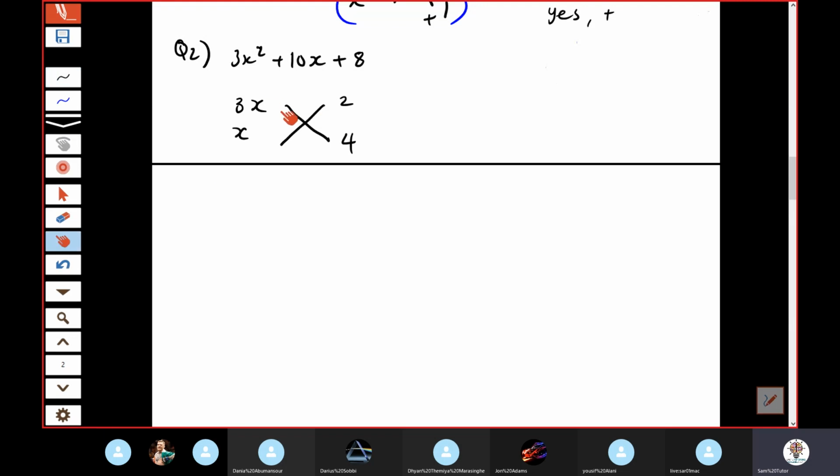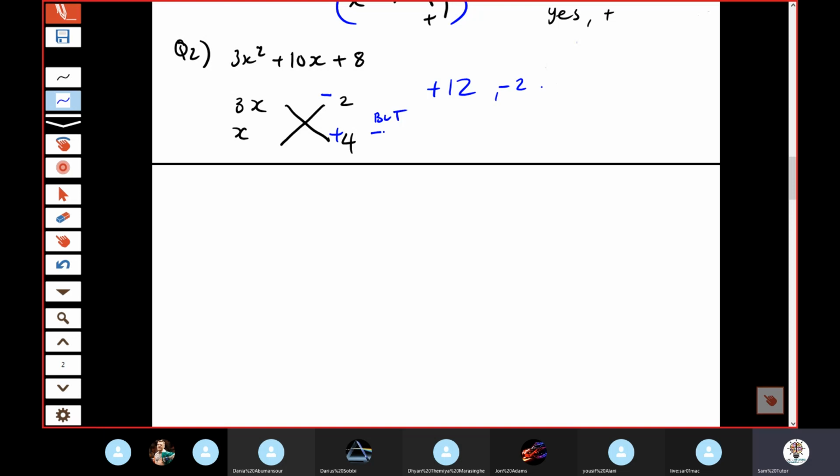Then we cross multiply. So what's the number you get here? So 3 times 4 is 12. And then the number here would just be 2. So we've got 12 and 2. Would 12 and 2 ever get you 10 by adding or subtracting? You reckon no? Oh, yes, it would. 12 and 2 actually can get you a 10 by positive 12, negative 2.